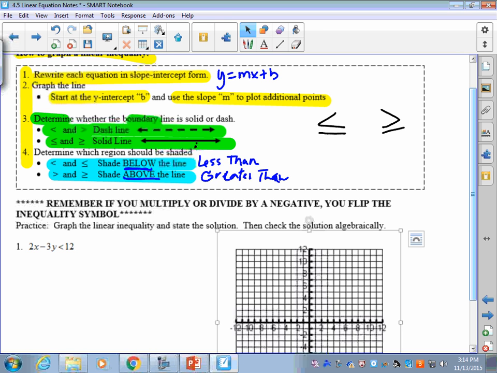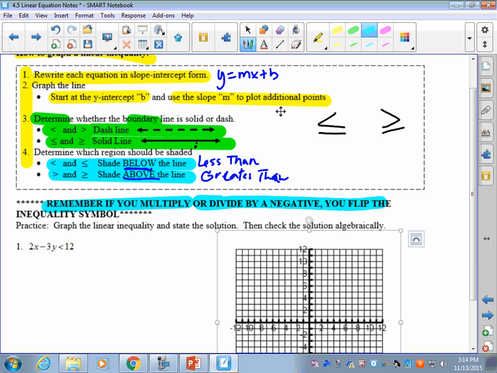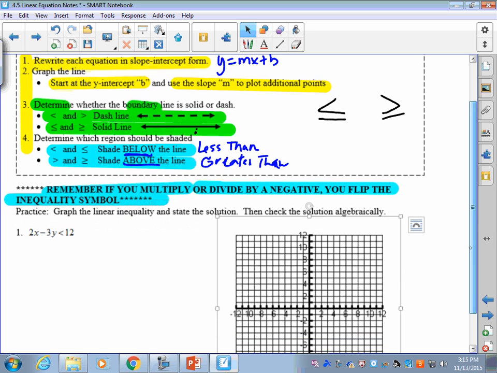All right, so these are the four steps we're going to do in class today. We're going to do a couple together, and then I'm going to check that you can do it on your own. And there's some reasoning that you're going to do with your graphing. All right, this is important. Remember, if you multiply or divide by a negative, what do you have to do? You have to flip the sign. Flip that inequality symbol if you multiply or divide by a negative. We did that when we were doing simple inequalities on a number line. We're going to use that relationship still when we're graphing on a coordinate plane.